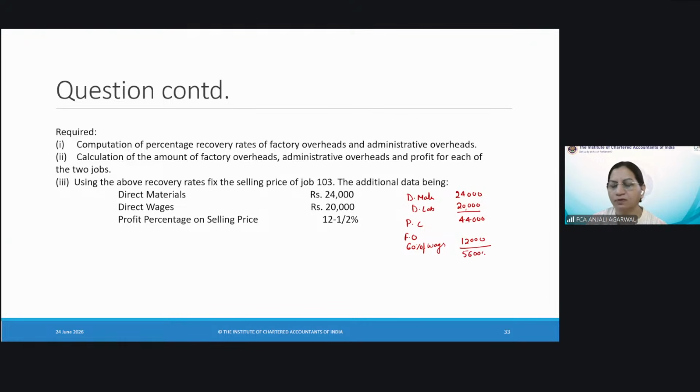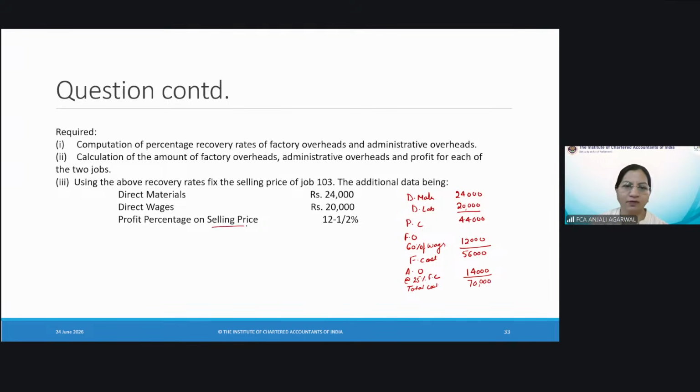56,000 becomes your total cost, factory cost. Add administration overheads at the rate of 25% of factory cost, 14,000. So total cost becomes 70,000.